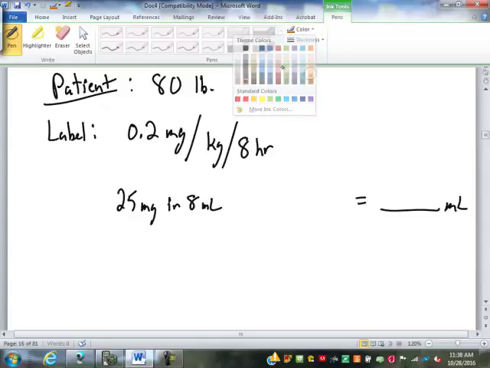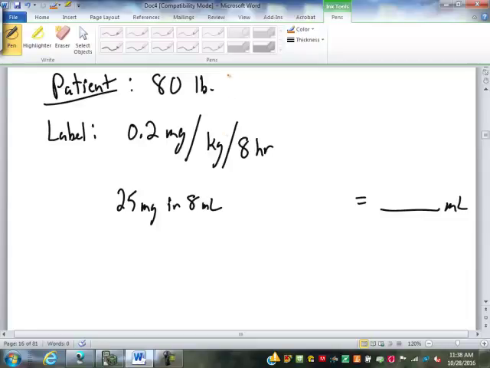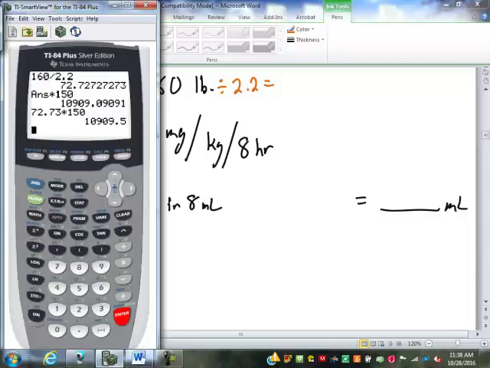So again, our first step, as always, is convert our pounds. 80 divided by 2.2.